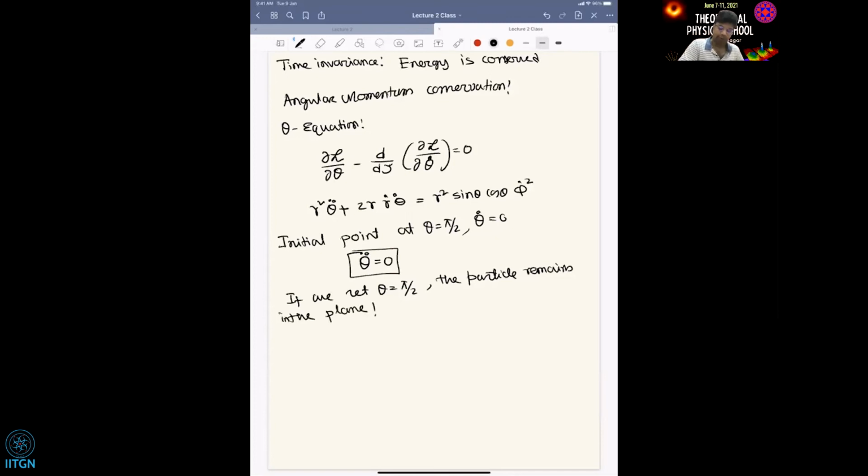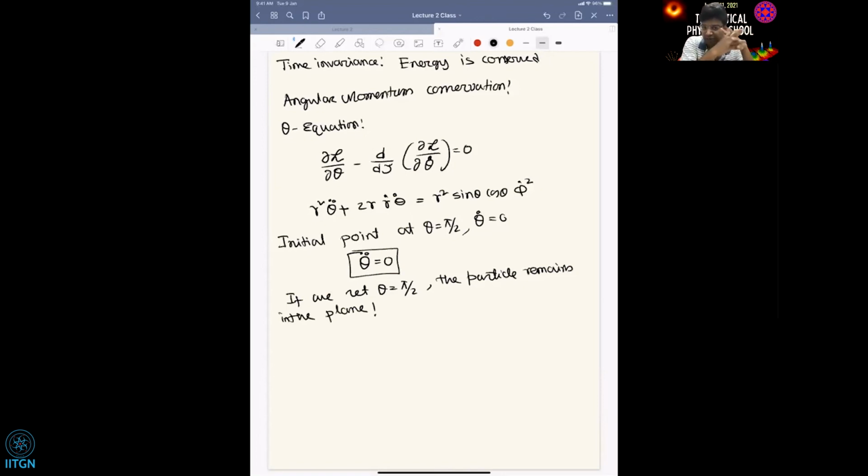Now there is nothing particularly special. We can always choose the origin tilted, so we can choose any plane as theta equal to pi by 2. It means the system is planar. The motion of the orbit is planar, two-dimensional, and this is basically the consequence of the angular momentum conservation.